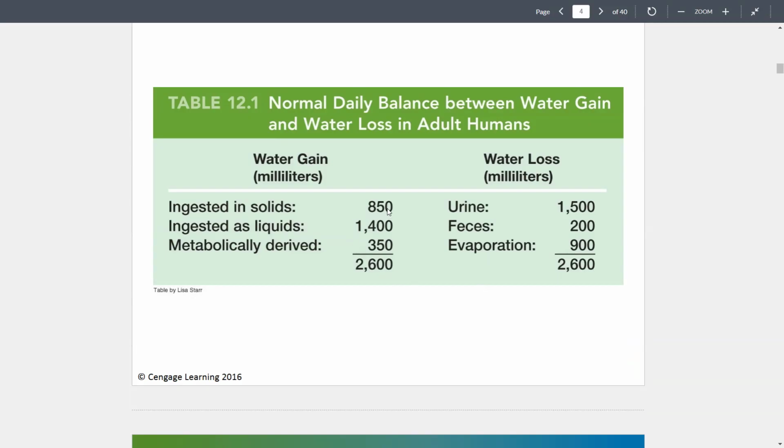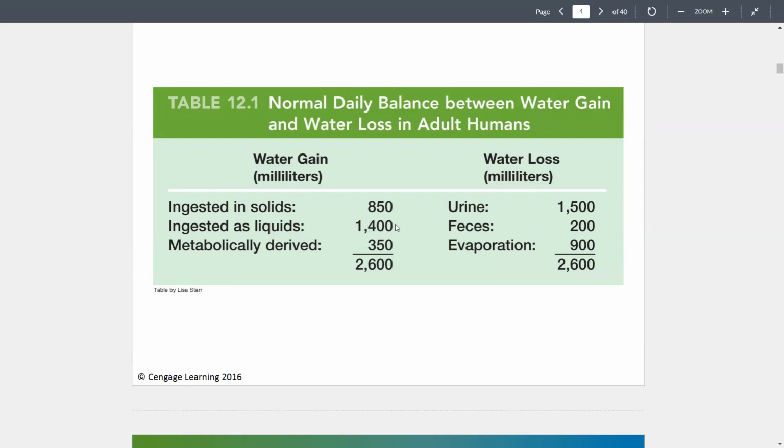In solids, like in your food, you're getting about 850 milliliters. I have this little water bottle here. This is about 40 ounces and 1 liter is 30 ounces. I'm doing a lot of conversions in my head, sorry. It's about half of this, a little more than half is probably 850 mils.